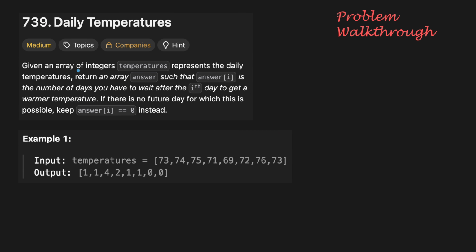In this problem, we are given an array of daily temperatures, and for each day we need to find out how many days we have to wait to get a warmer temperature, meaning strictly higher. If it never gets warmer, we return 0 for that day. Let's look at an example.